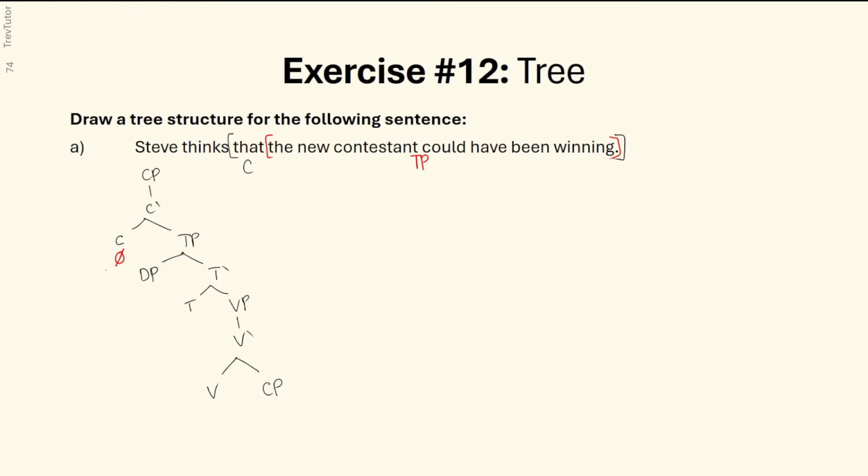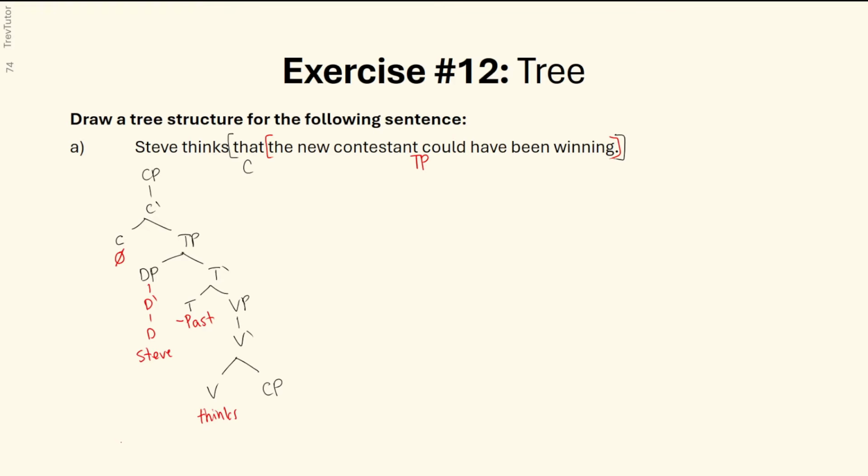So when we fill in some of this, we're going to get that C has nothing pronounced because it's a declarative sentence. Steve is going to be our subject, which is now going to be a determiner phrase. Thinks is present tense, so we'll write minus past under T, and then thinks will be the verb.